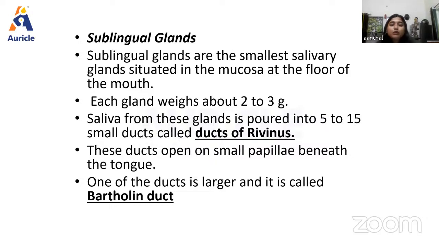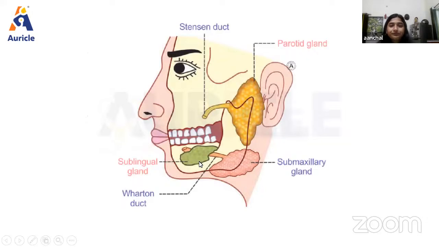So it basically has two types of ducts: the ducts of Rivinus and another duct, that is the Bartholin duct. So this is the location. Here we have the Stenson duct and there they have shown the Wharton duct. I hope the location of all the salivary glands is very clear to the students.